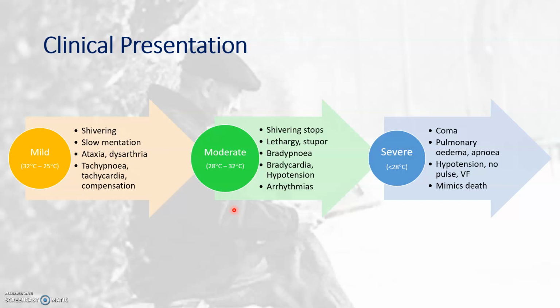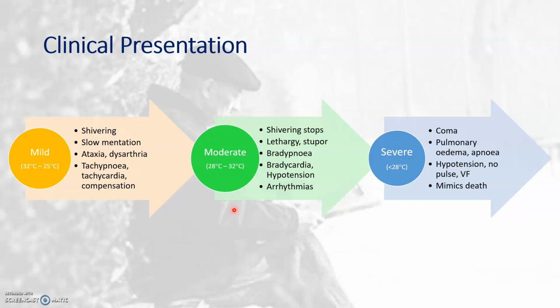In moderate hypothermia, the shivering stops, the mental status reduces further to lethargy and stupor. Breathing slows, heart rate slows, patients become hypotensive, and at the lower end of the moderate scale, arrhythmias such as ventricular fibrillation or atrial fibrillation may develop.